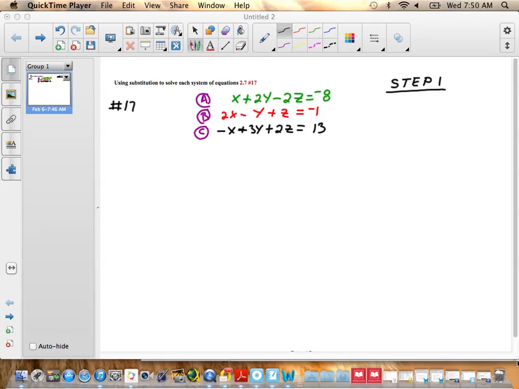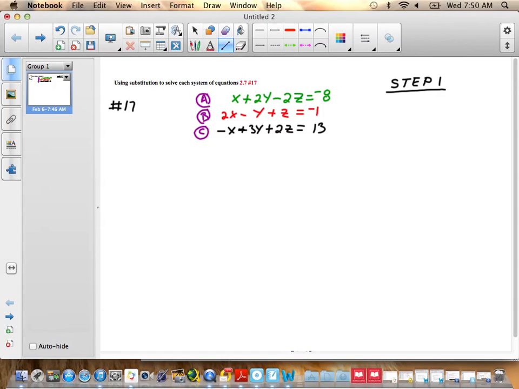Remember, the first thing I have to do on substitution is solve for Z. So I'm going to look at the equations, pick one out, and ask which equation I can use to solve for Z. I'm going to use this equation right here, and I want to solve for Z, get Z by itself.